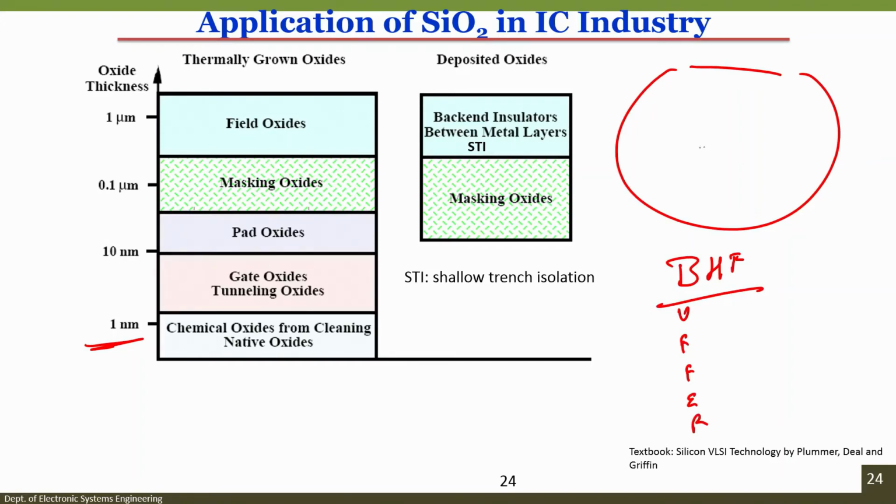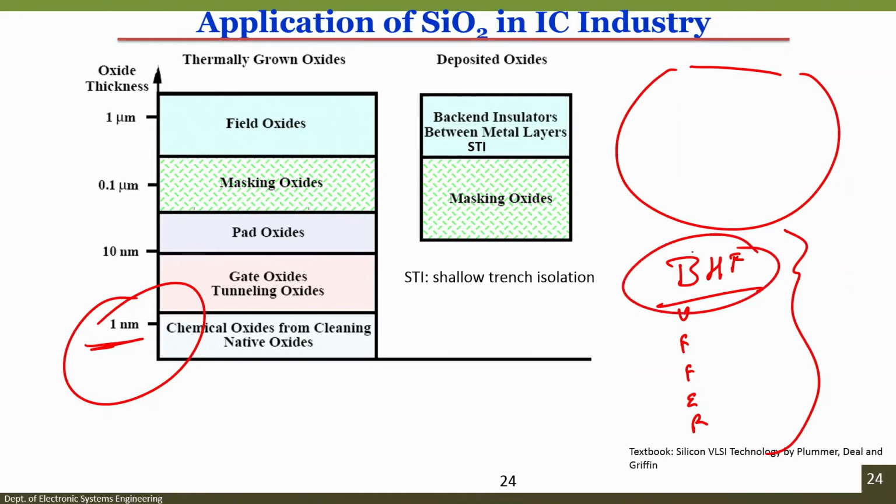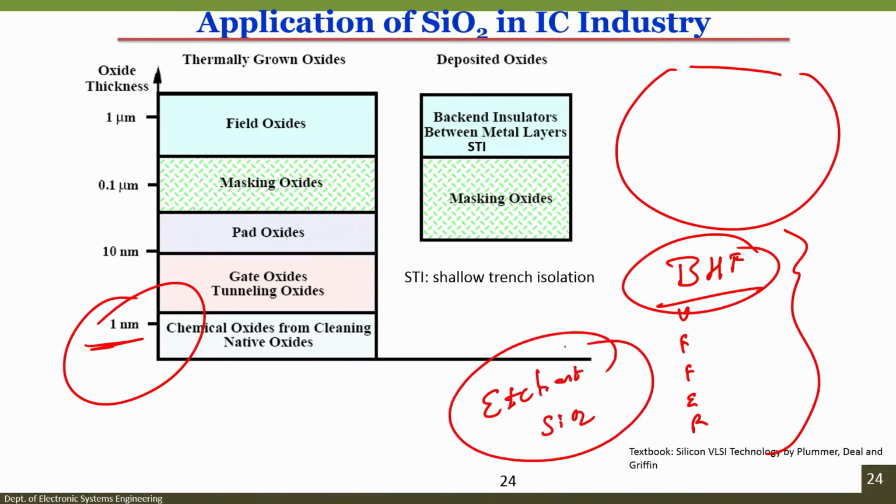So, if you dip this silicon wafer which has a thin layer of oxide into BHF, then the oxide will get etched, because BHF is an etchant of silicon dioxide, alright. So, that is your 1 nanometer oxide.